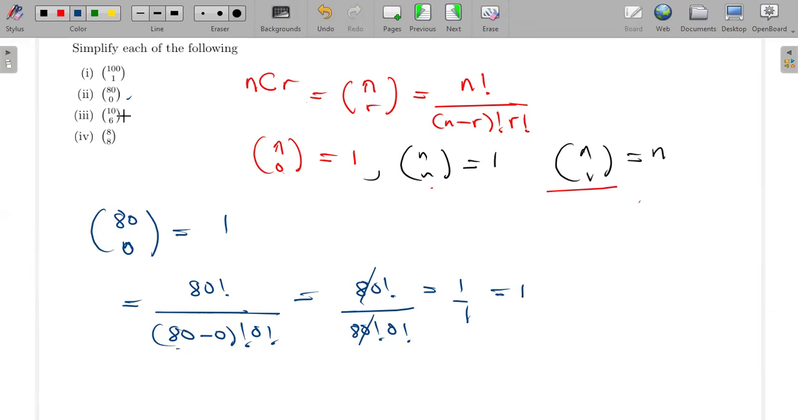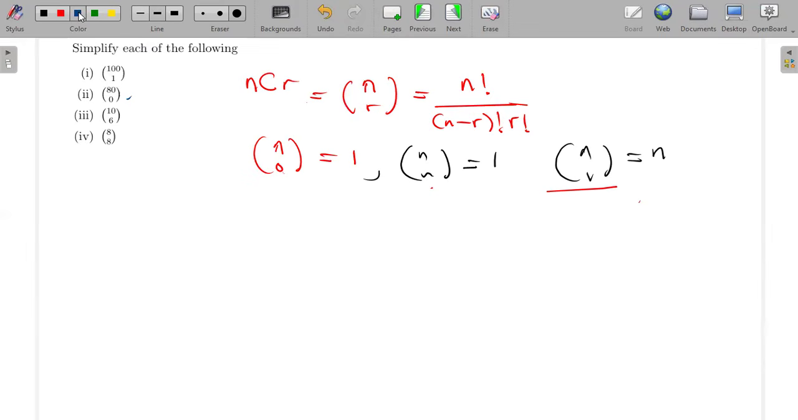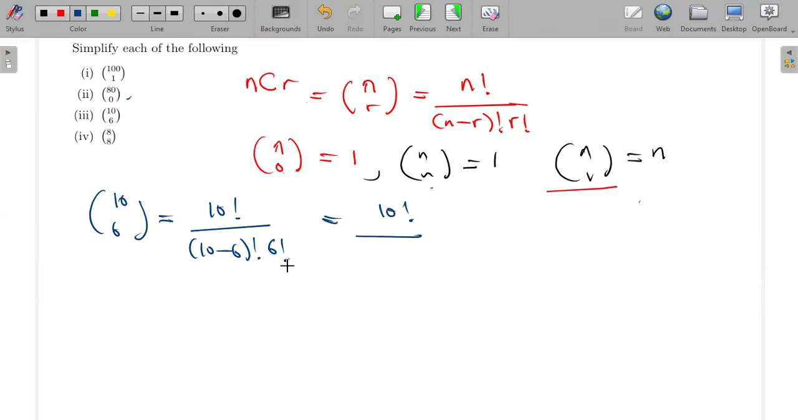Okay, so we can apply the same for the next one. Let's use what we have been given here. So the next one is 10 choose 6. So 10 choose 6 is going to be 10 factorial, then divided by 10 minus 6 factorial, and then you have the 6 factorial there. So this is going to be 10 factorial, then 10 minus 6, which just gives you 4 factorial, and then you have 6 factorial.